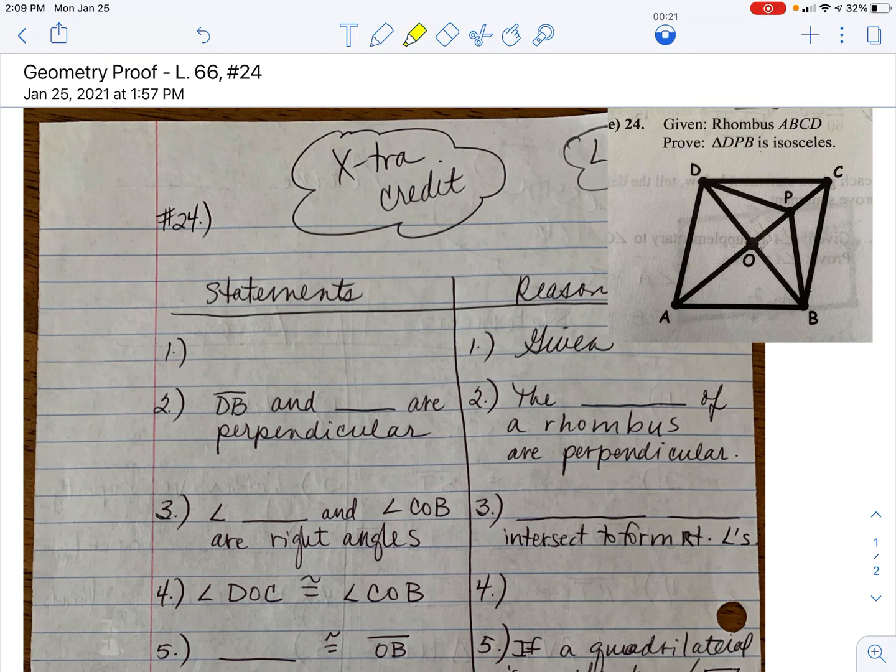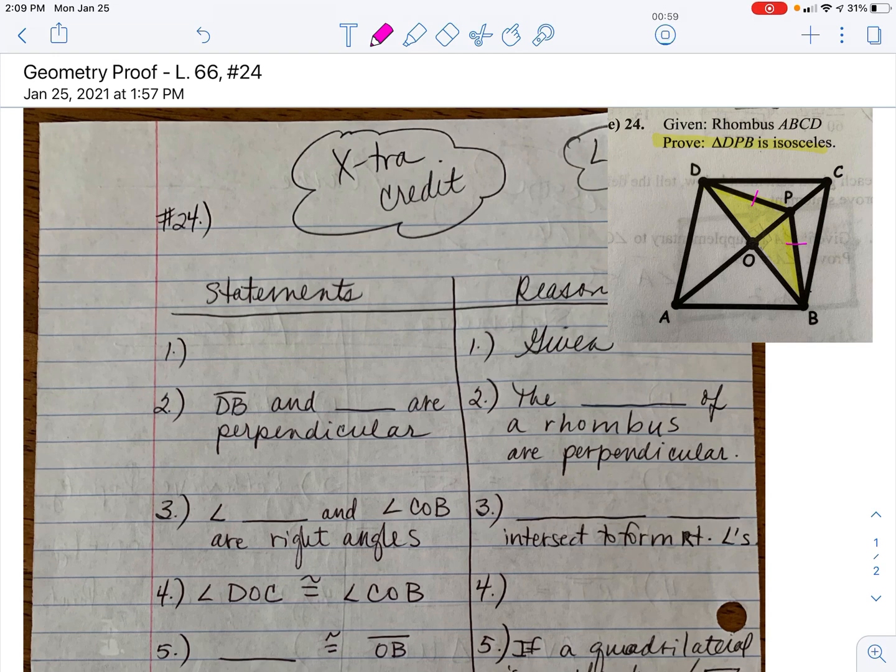So we notice that according to the proof statement here, we want to prove that triangle DPB is isosceles. So let's find that so we know where we're headed. DPB, that is this triangle right here. I'm going to color it in yellow. We're trying to prove that that's an isosceles triangle. Well, then that means I have to prove those two sides are congruent, right? Because remember, an isosceles triangle has two congruent sides.